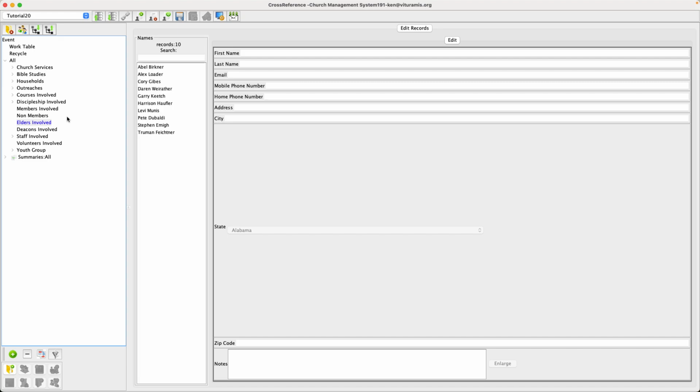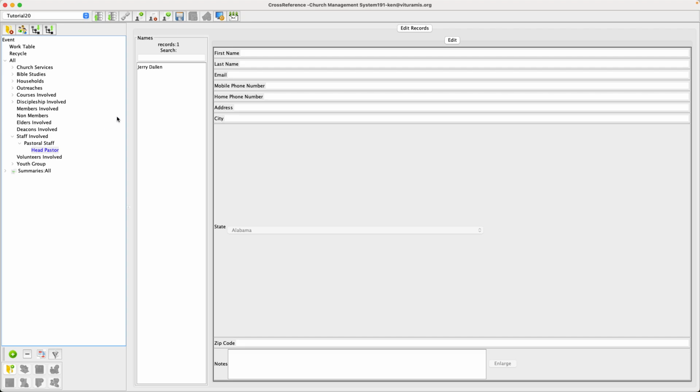Elders, of course, for your elder board. Deacons for your deacons. And then we have staff. Now, a subset of staff is the pastoral staff. And then a subset of the pastoral staff, of course, is the head pastor. Now, in this circumstance, let's take a look at maybe best practices for using CrossReference.